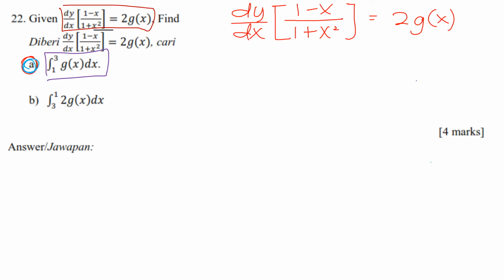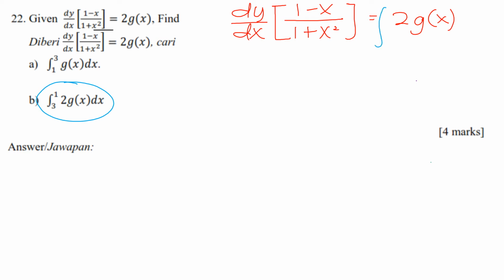Now we continue to the second part. You see this one? It's exactly the same as what is given. So I need to add in my integration sign, from limit 3 to 1, dx for 2g. So I'll get this. When I add in the integration sign on my right, I need to add this one.